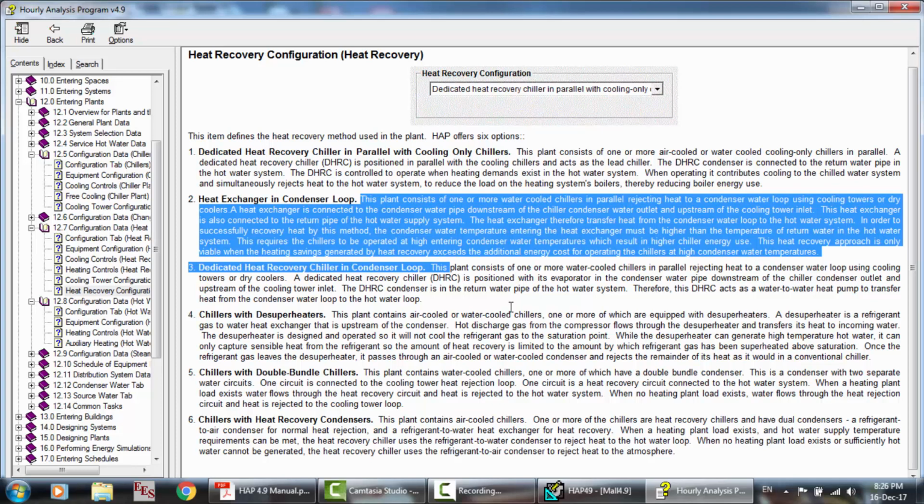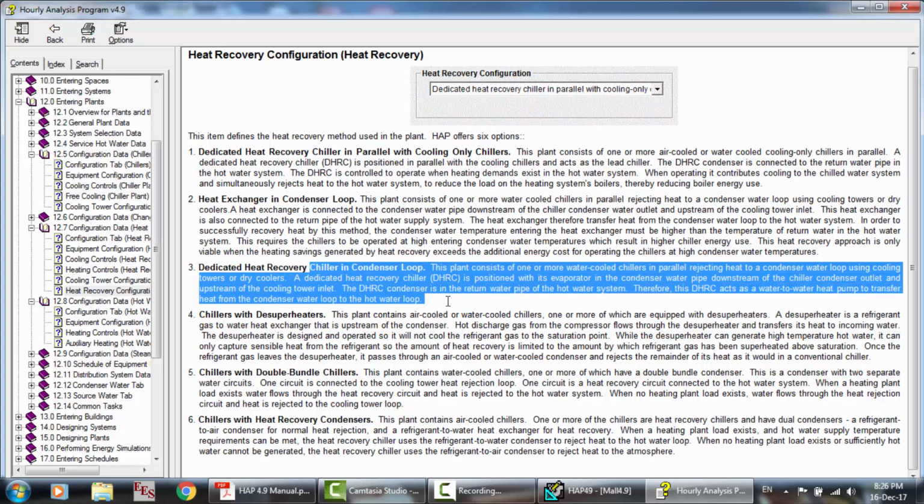So the third is the dedicated heat recovery chiller condenser and condenser loop. This plant consists of one or more water-cooled chillers in parallel rejecting heat to a condenser water loop using cooling towers or dry coolers. A dedicated heat recovery chiller is positioned with its evaporator in the condenser water pipe downstream of the chiller condenser outlet and upstream of the cooling tower inlet. The DHRC condenser is in the return water pipe of the hot water system. Therefore, this DHRC acts as a water-to-water heat pump to transfer heat from the condenser water loop to the hot water loop.